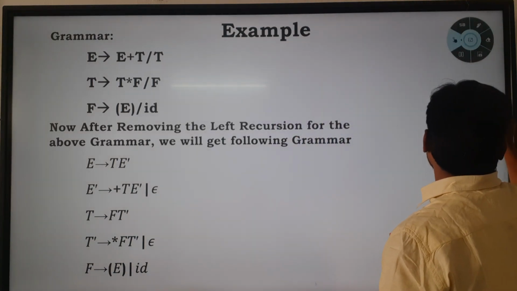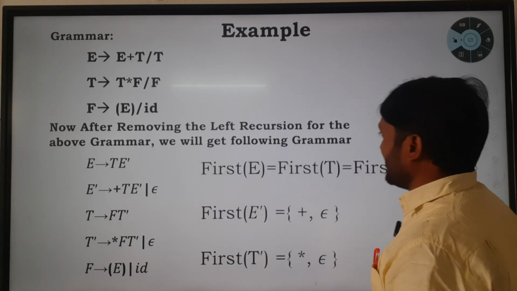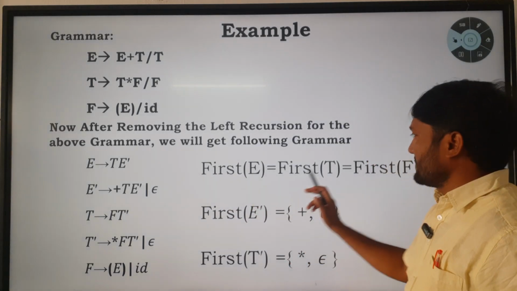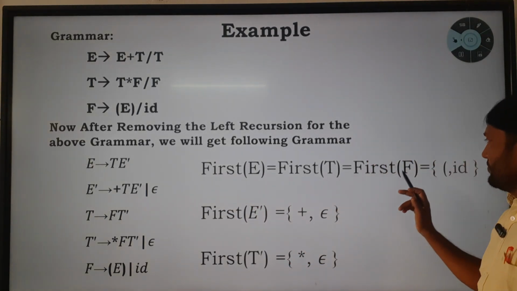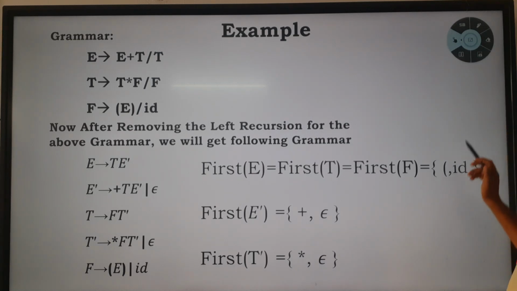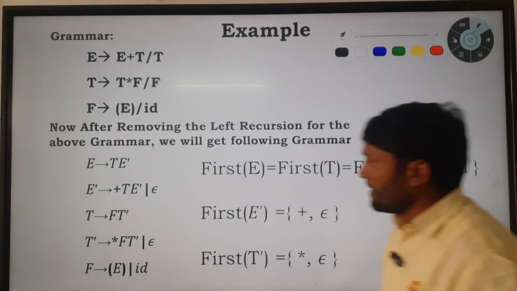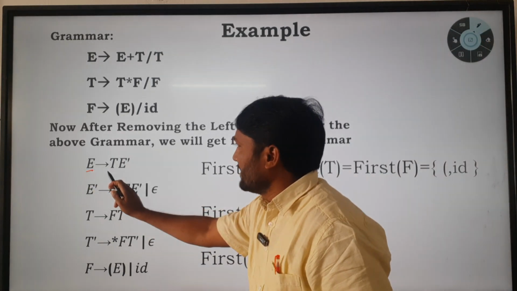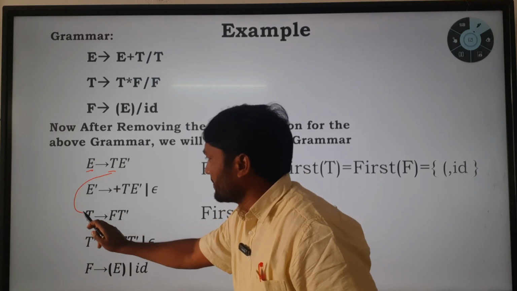What is the first function? First of E equals first of T, first of T equals first of F, and first of F equals open bracket and id. That means E, T. Now come to the T production.